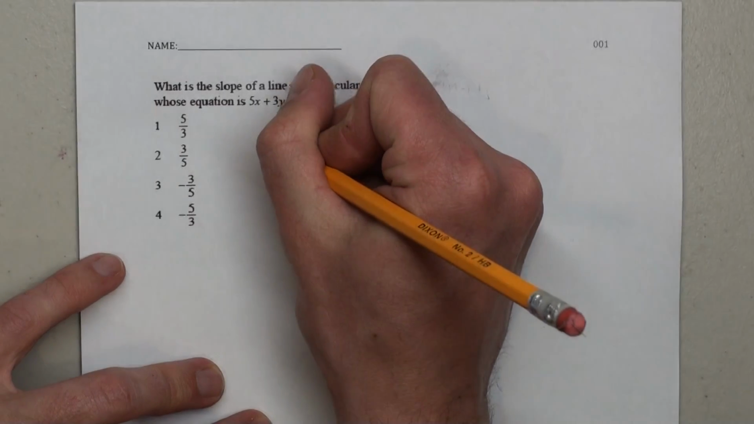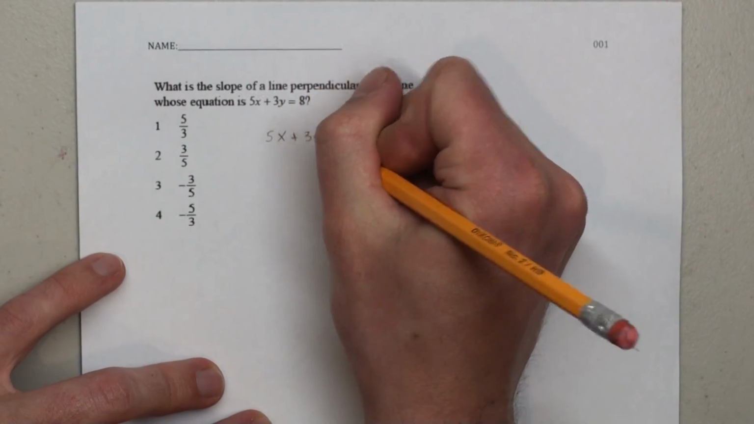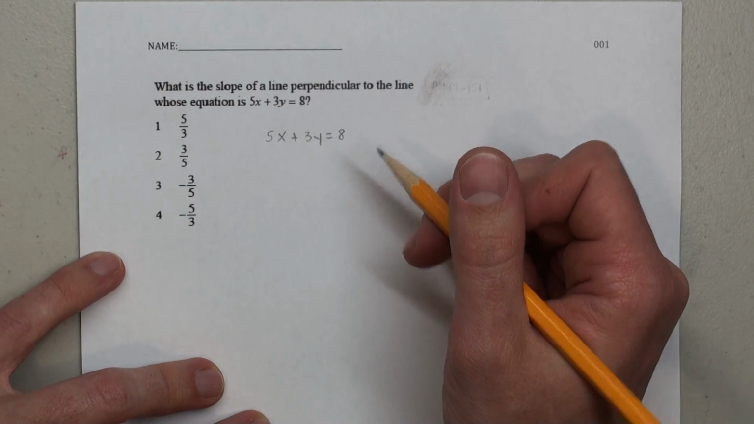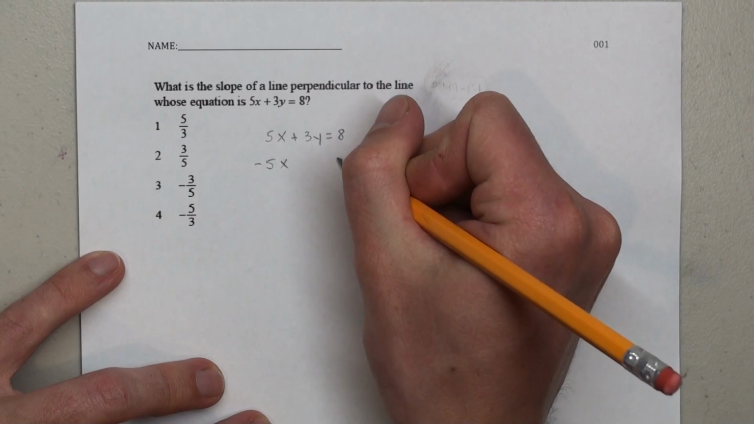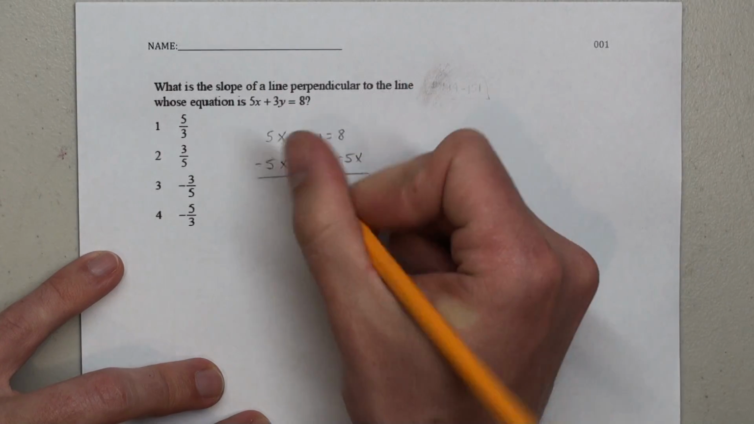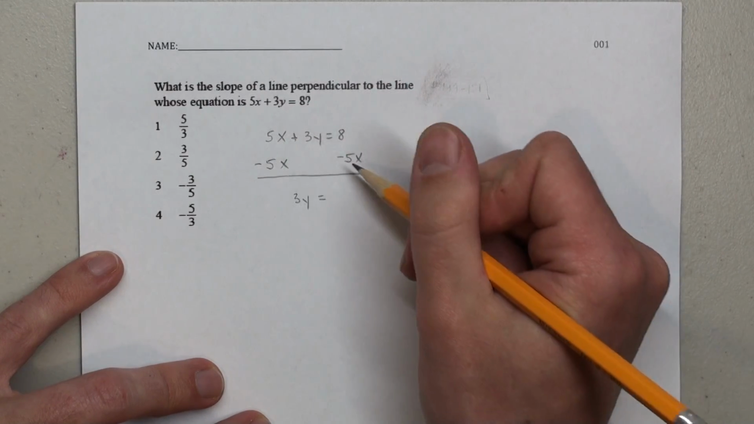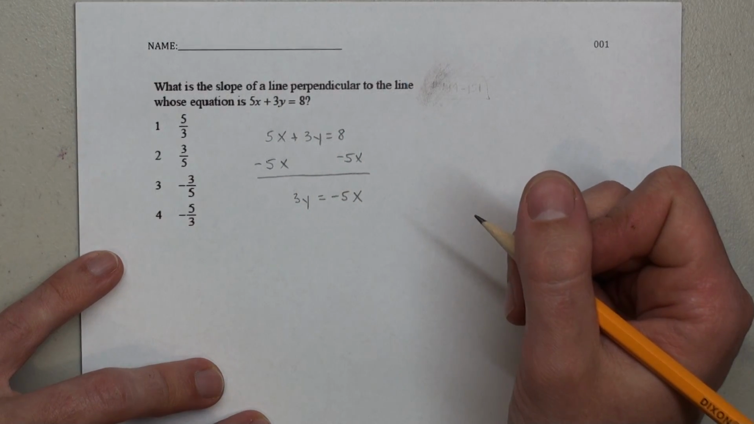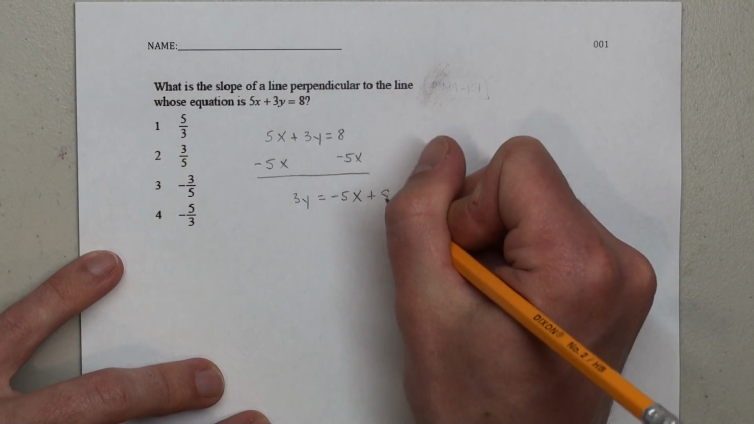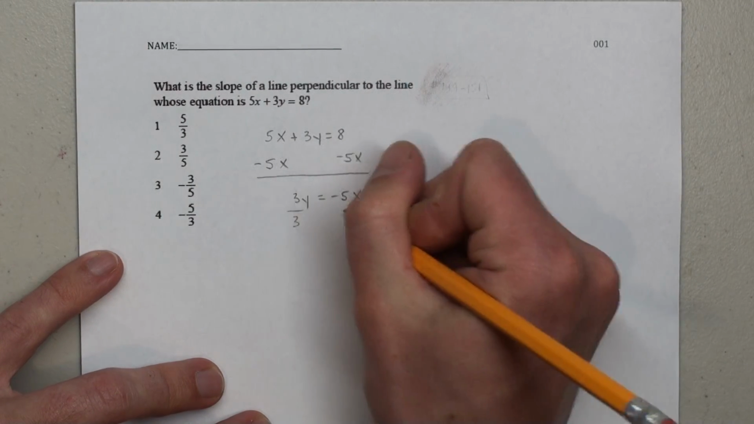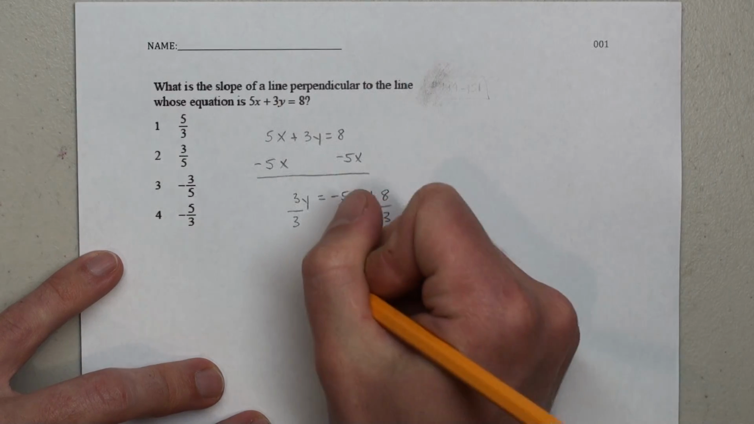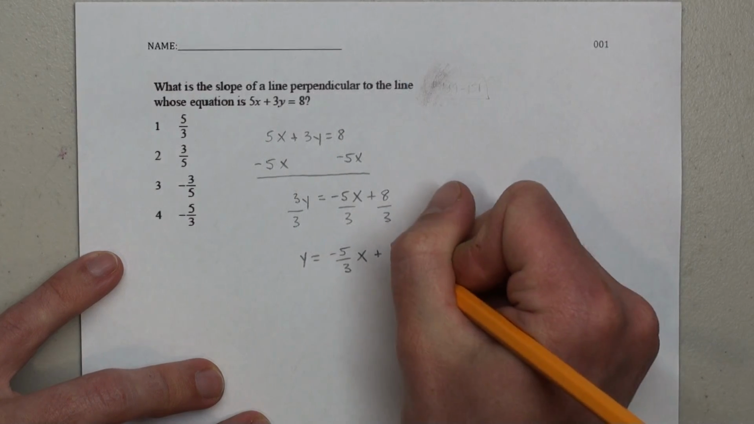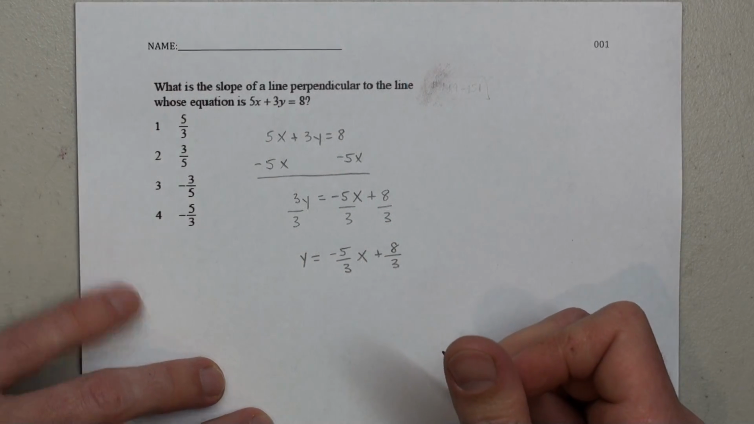So I'm starting with the equation that they gave me, 5x plus 3y equals 8. I need the slope. I can't figure out the slope until it's in y equals mx plus b form. So I'm going to subtract 5x from both sides. So I got 3y equals, now I'm going to put the negative 5x first because I want this to be in y equals mx plus b form. And then I'll put the 8 next. Now I need to divide everything by 3. And I got y equals negative 5 thirds x plus 8 thirds.